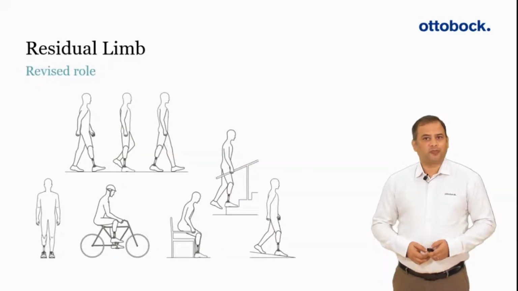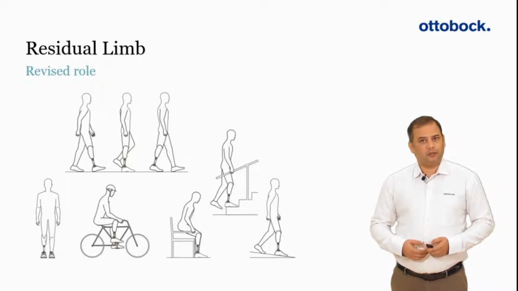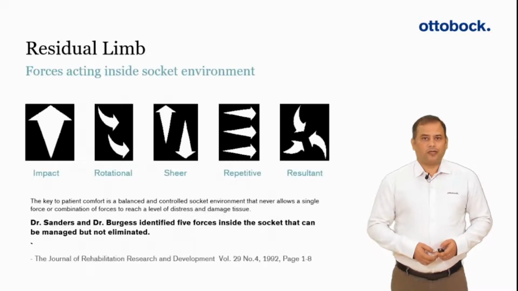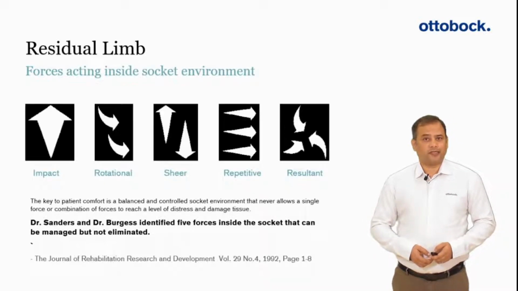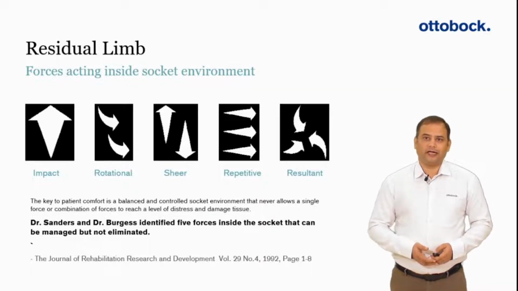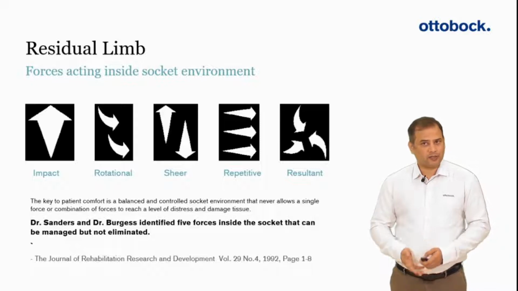Human foot transfers the body weight to the ground. However, after amputation, this task is performed by the residual limb. Because of different activities, forces invariably act on the residual limb inside the socket environment. Dr. Sanders and Dr. Burgess identified 5 forces inside the socket environment that can be managed but not eliminated.